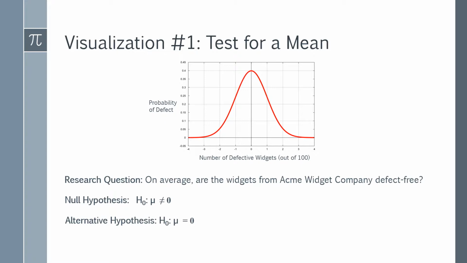So let's begin with the research question. On average, are the widgets from the Acme Widget Company defect-free? The null hypothesis will be the mean of widgets are not defect-free. The alternative hypothesis is the mean of widgets are defect-free. Since the mean is 0, the null hypothesis can be rejected.